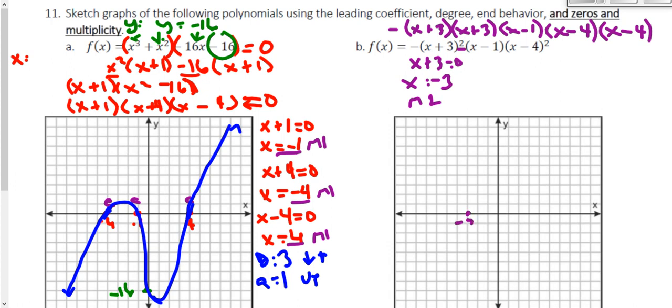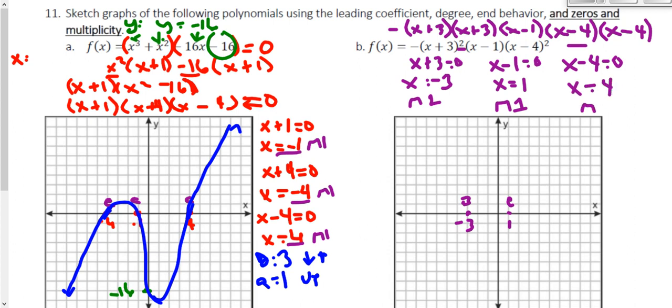Up next, I have x minus 1 equals 0. So x is going to be 1, and that number will only happen once in this problem. So when I get to 1 right here, that's going to cut. So I'll use a c. Last up, x minus 4 equals 0, which tells me that x is positive 4, and it has a multiplicity again of 2. So when I get to positive 4, it's going to bounce again.